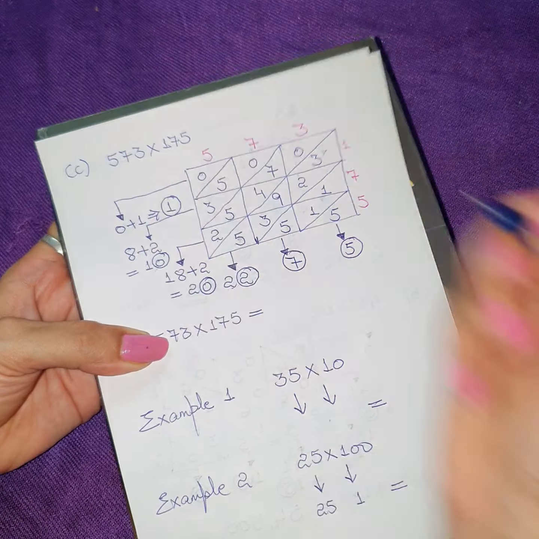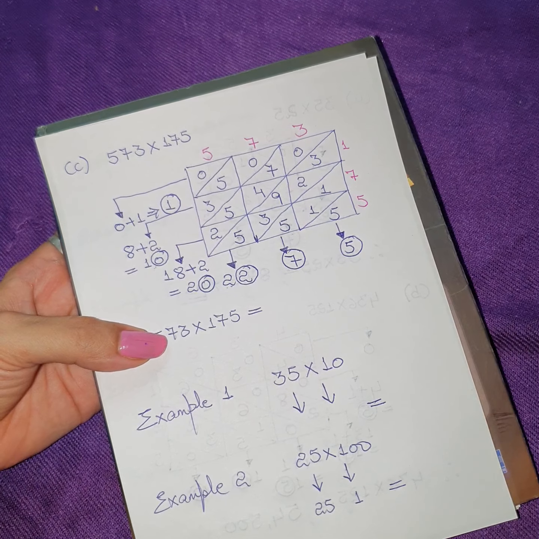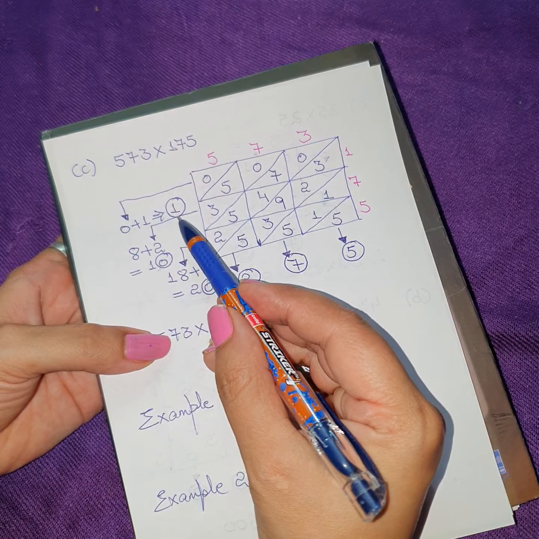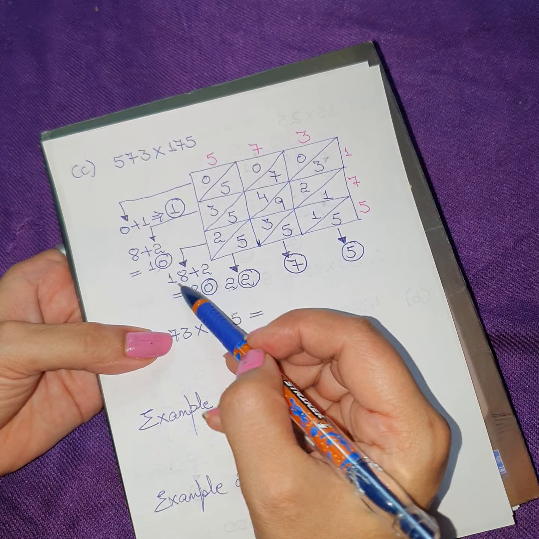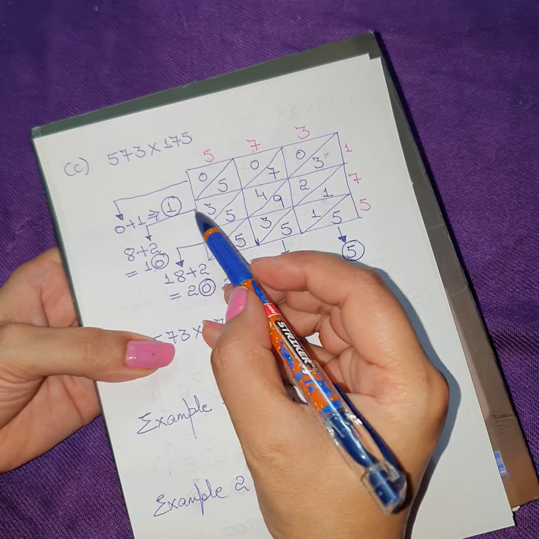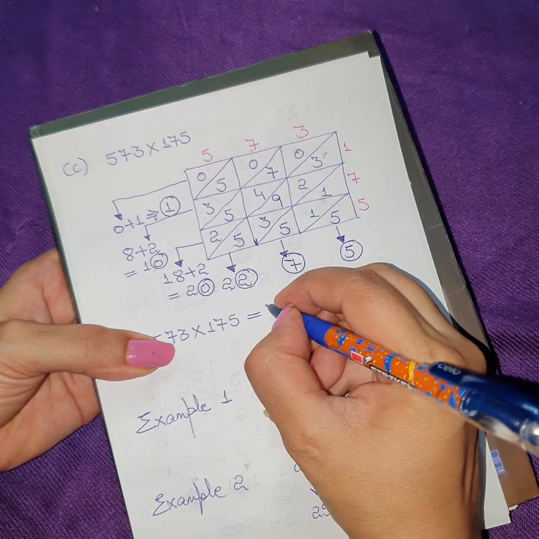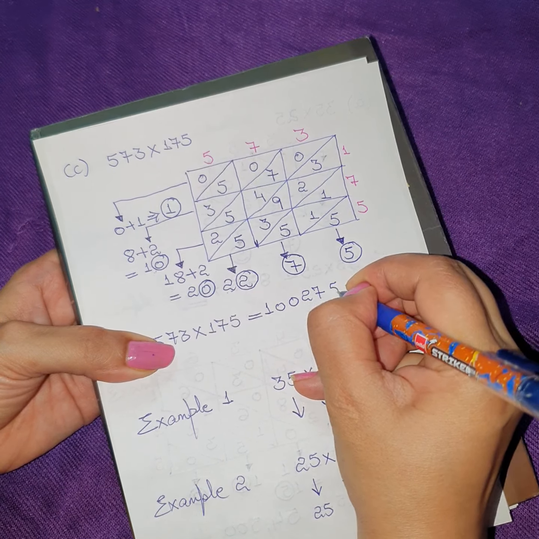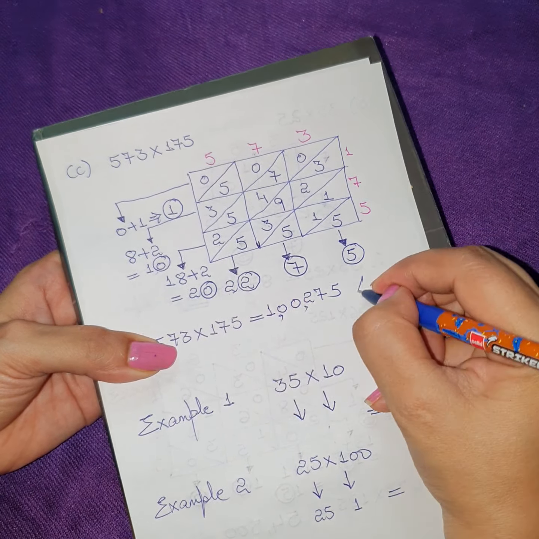Now I will circle this number because now it is no longer 0. It is now the digit 1. So we will include this 1 here. Now you can write all the numbers which are circled, and that will be your answer. So the circled numbers are 1, 0, 0, 2, 7, 5. So see students, this is your answer.